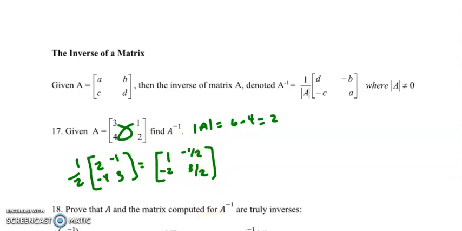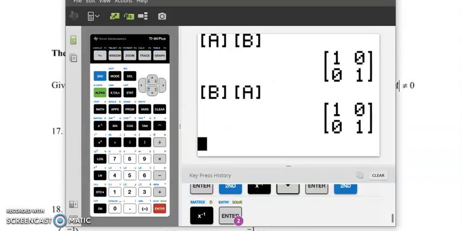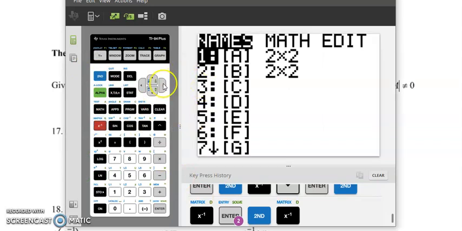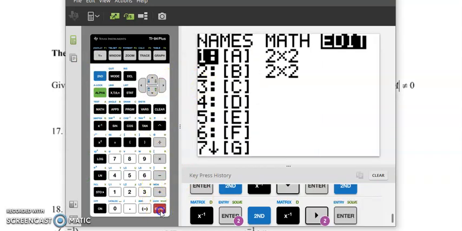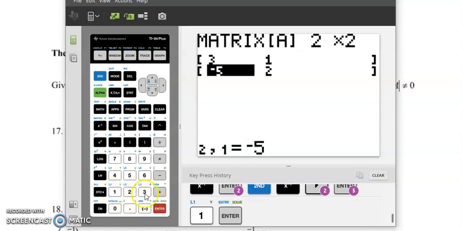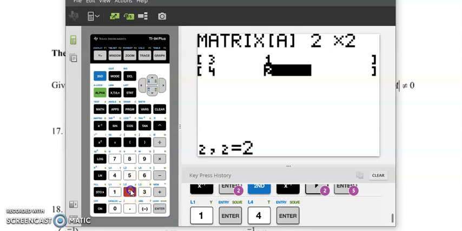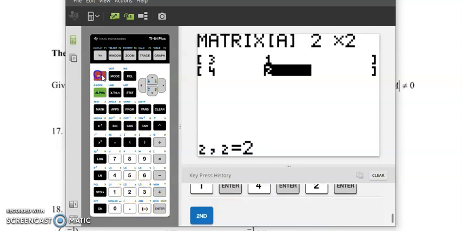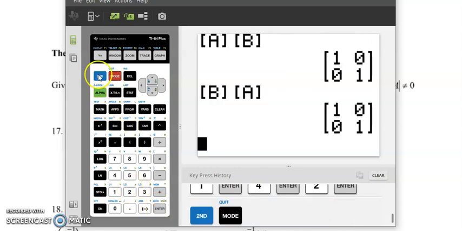Now you could also just use your calculator to find the inverse. So let's go ahead and try that. Let's go ahead and edit matrix A here, and matrix A that they gave us is 3. Oops, let me input the matrix dimensions now. 3, 1. Oops, the 3 is good. There's the 1. Here's the 4, and here's the 2. Let's go ahead and ask the calculator to give us the inverse matrix.